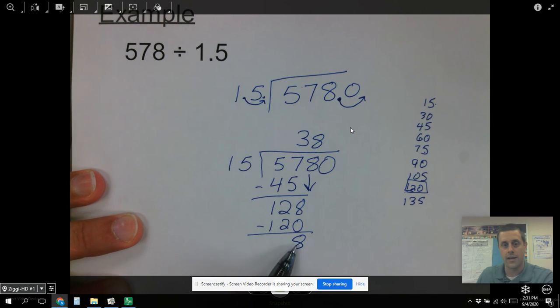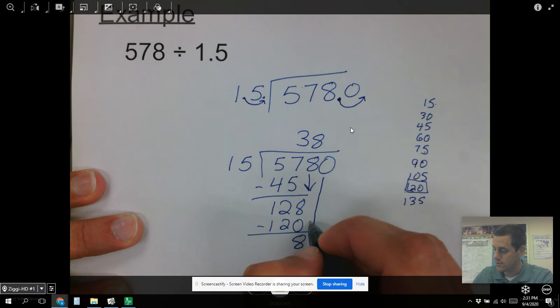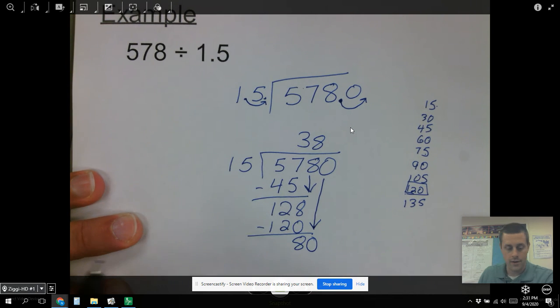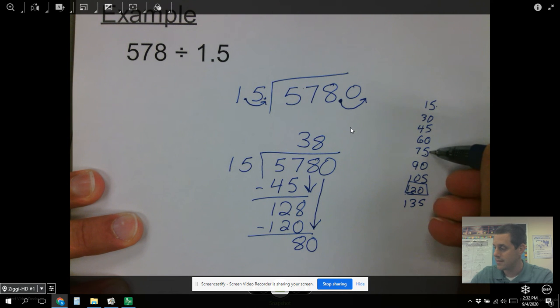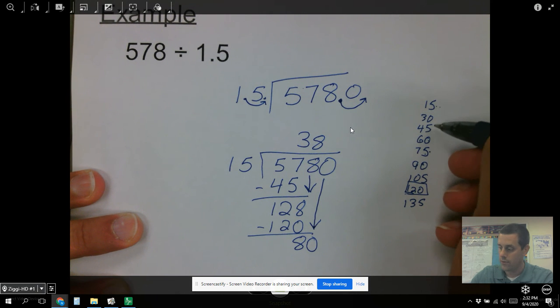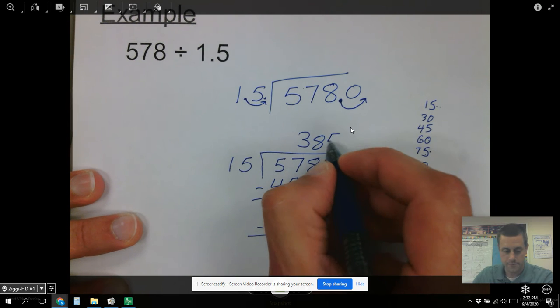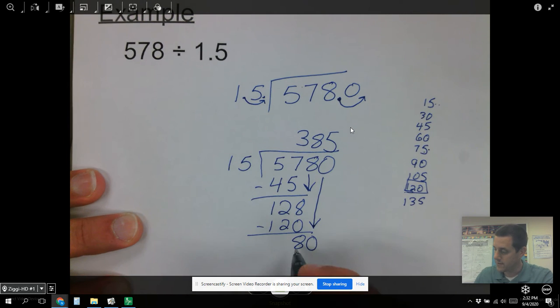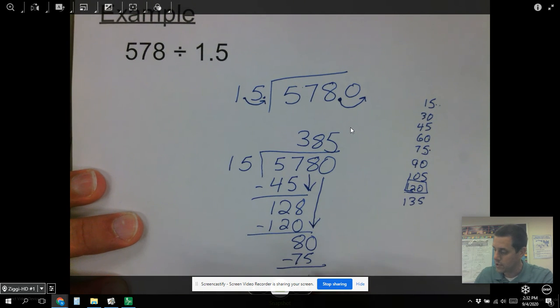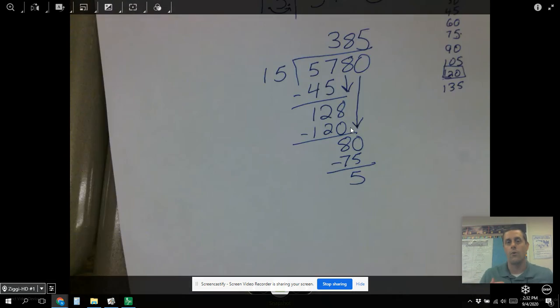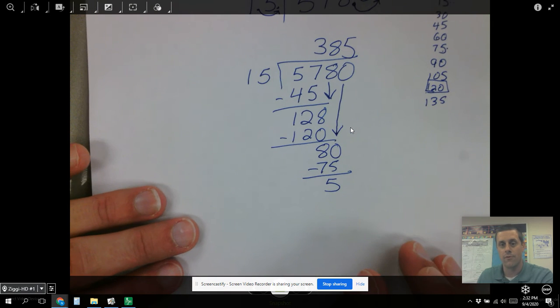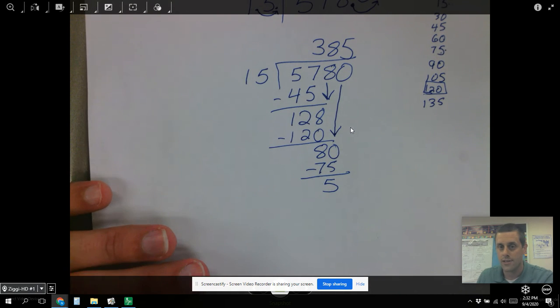Don't forget your check step. 8 is less than 15, so now I can drop my 0. Now we're dividing 15 into 80. How close to 80 can we get without going over? Well, we can get to 75. That was 1, 2, 3, 4, 5 times. 5 times 15 is 75, and when we subtract, we're left with a remainder of 5. Because we are working with values written in decimal form, remainders are no longer acceptable.